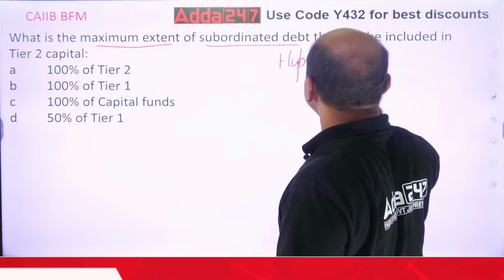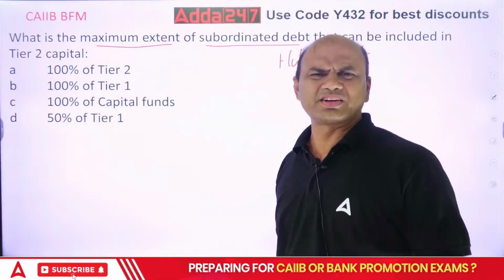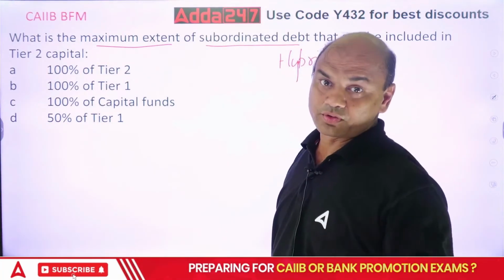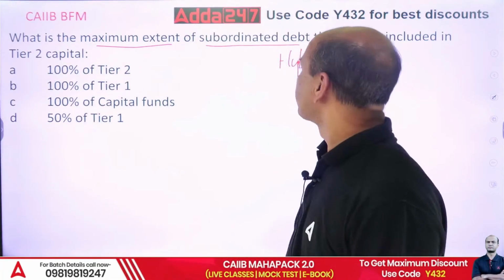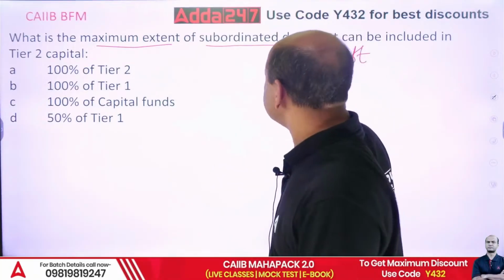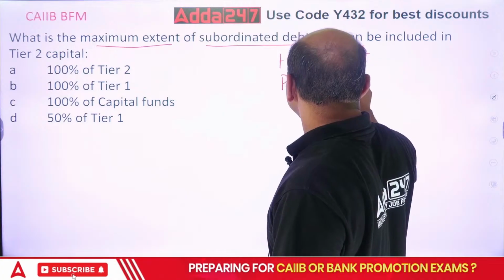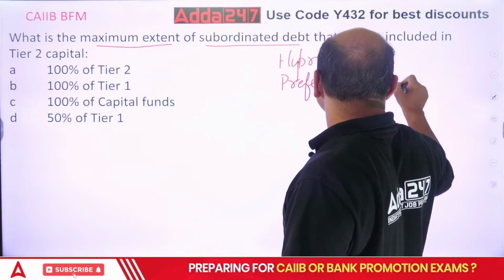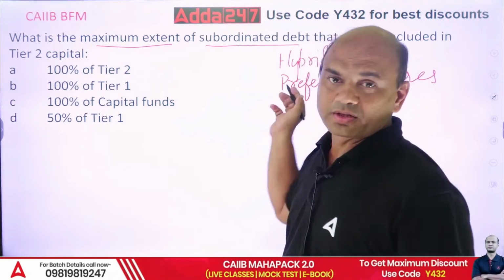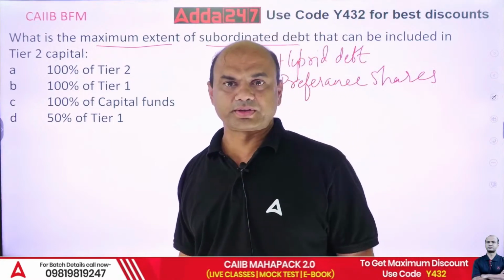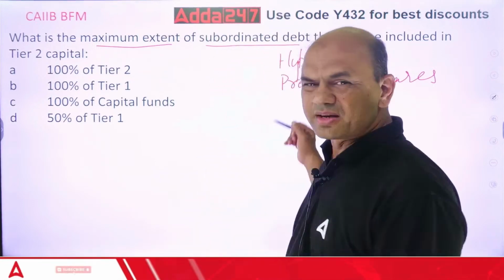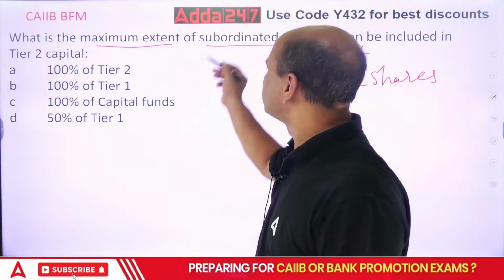Earlier, revaluation reserve was also there in tier 2. Now it is not there. It's taken in tier 1 at 45% discount. So hybrid debt is there. Preference shares are there. Okay, preference shares. This is a big topic in your module D. Big topic. So there are many, and one of them is the subordinate debt.